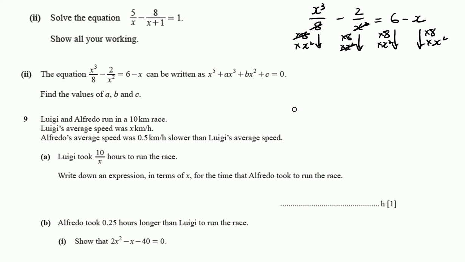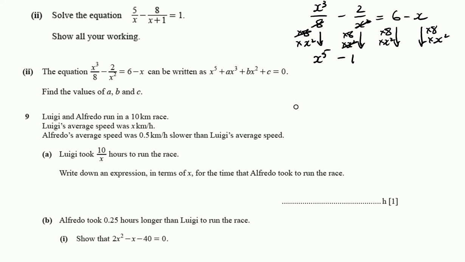X cubed times x squared. Laws of indices, I add the powers, that gets me x to the power of 5. 2 times 8, or rather minus 2 times 8, that's 16. 6 times 8 is 48, times x squared is of course 48x squared. And minus x times x squared is minus x cubed, times 8 is minus 8x cubed.